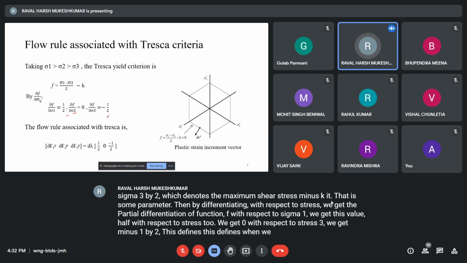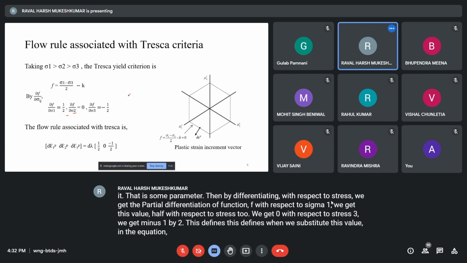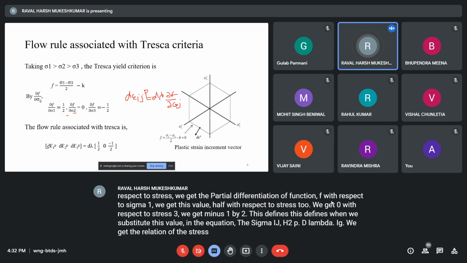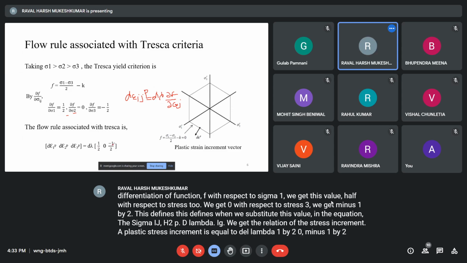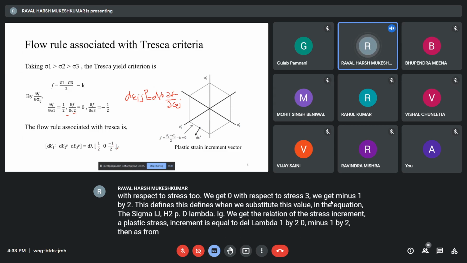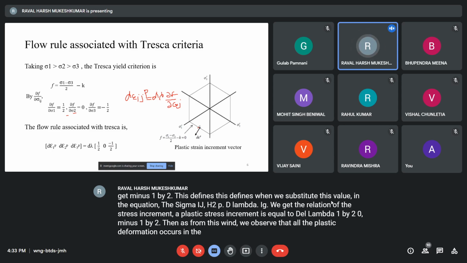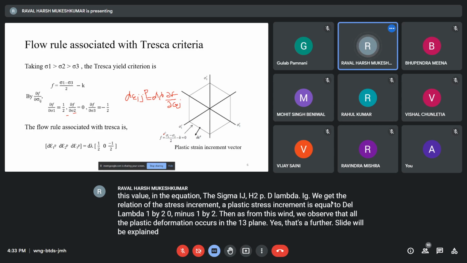When we substitute this value in the equation d epsilon ij p equals d lambda times partial f by partial sigma ij, we get the relation of the plastic strain increment as d lambda times (1 by 2, 0, minus 1 by 2). From this we observe that all the plastic deformation occurs in the 1-3 plane. Yes, sir, that's all. Further slides will be explained by PJ.